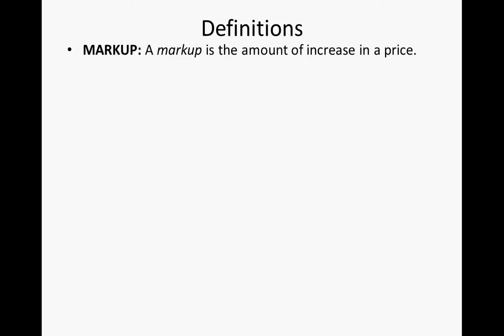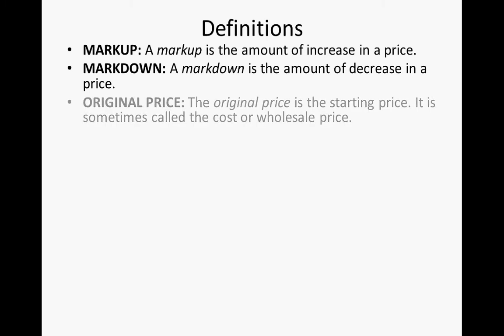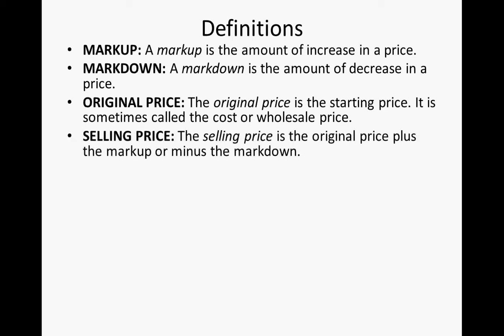Alright, first of all we're going to take a look at definitions. So you'll need to make sure you write these in your math journal. A markup is the amount of increase in a price from the original to the new price. A markdown is the amount of decrease in a price from the original price to the new price. The original price is the starting price. It is sometimes called the cost or the wholesale price. The selling price is the original price plus the markup or minus the markdown.